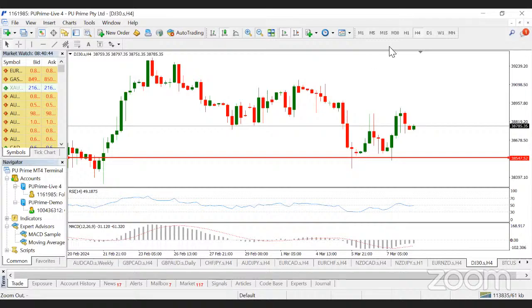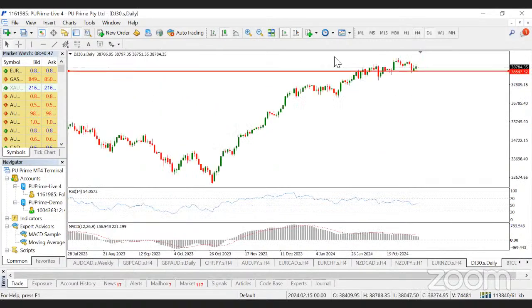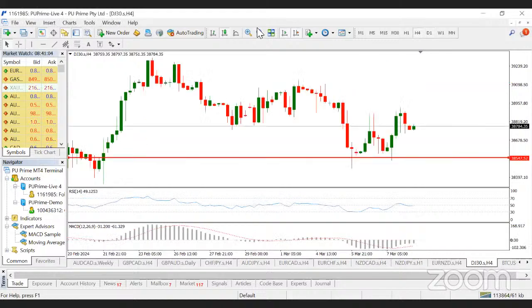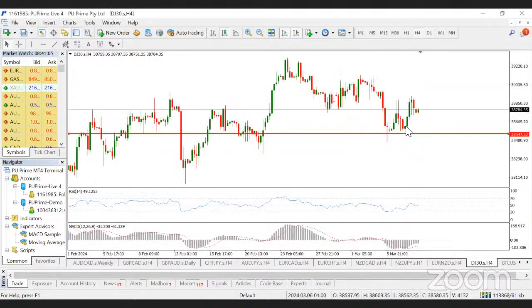On the daily time frame, I can see that price is moving away from a support level for DJ30. So from support, it's already in an uptrend. If I go down to the 4-hour time frame, what I'm seeing is very similar to an inverse head and shoulders pattern.